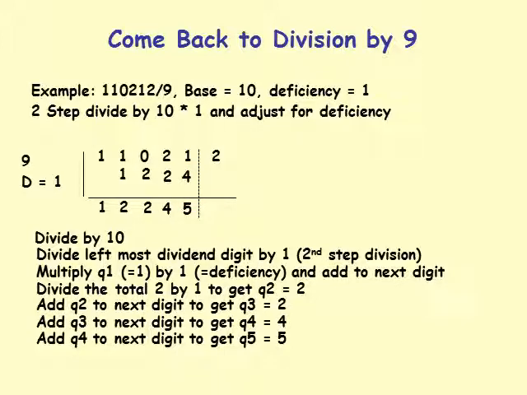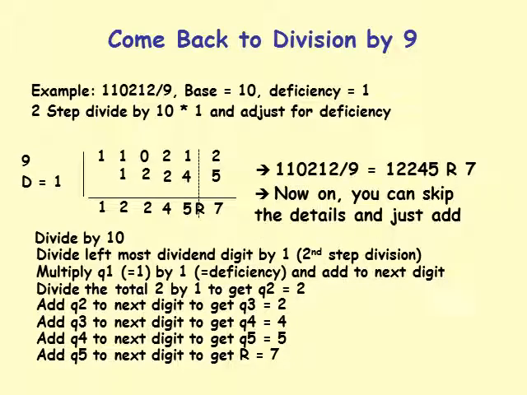Let's continue here. Now I'm going to add this quotient digit to the next dividend digit. Add q5 to the next dividend digit to get our remainder of 7. 2 plus 5 is 7. That means that 1, 1, 0, 2, 1, 2 divided by 9 is 1, 2, 2, 4, 5, remainder 7. Now we have gone through the details. From now on, you can skip details and just keep adding. Okay, continue.